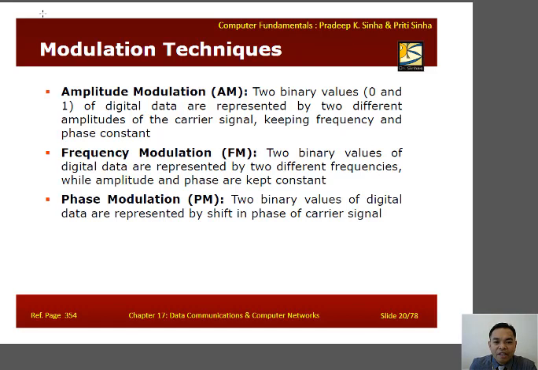Let's proceed to the modulation techniques in transferring the data. We have amplitude modulation here. In AM, the two binary values, 0 or 1, of digital data are represented by two different amplitudes of the carrier signal. So here, frequency and phase will be kept constant. In frequency modulation or FM, the two binary values of digital data are represented by two different frequencies, while the amplitude and the phase are kept constant.